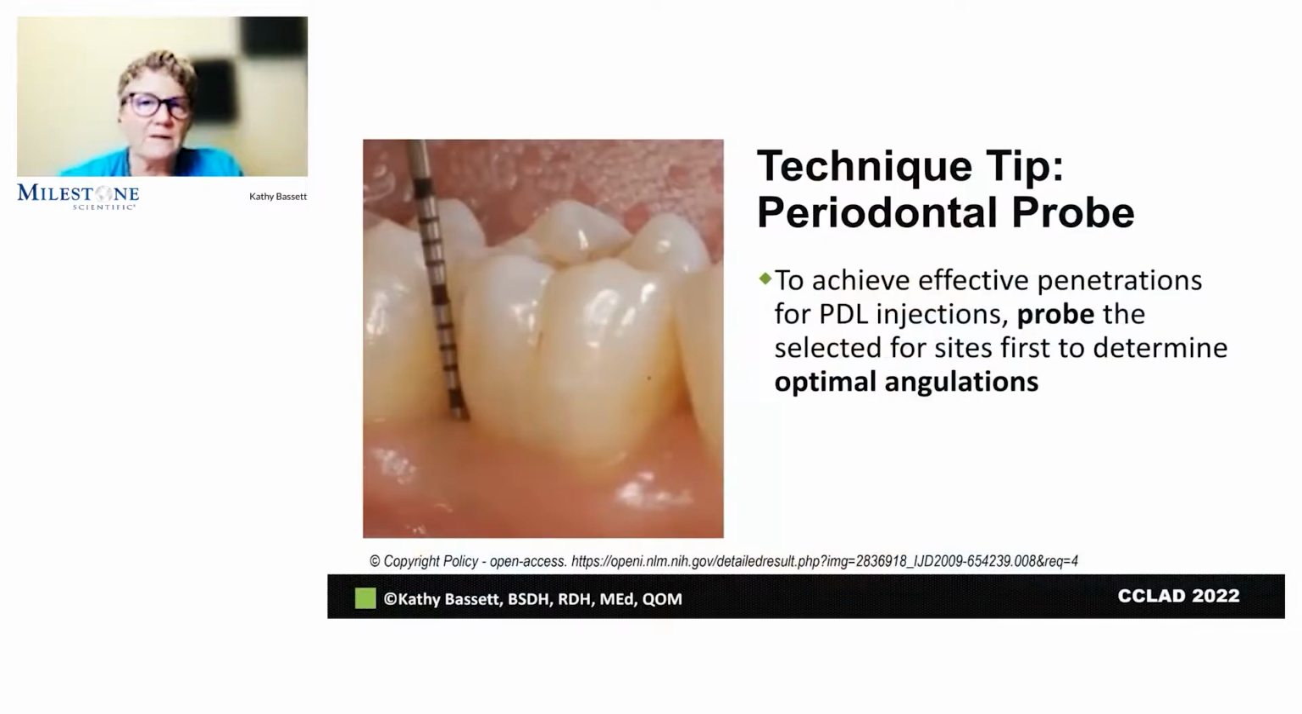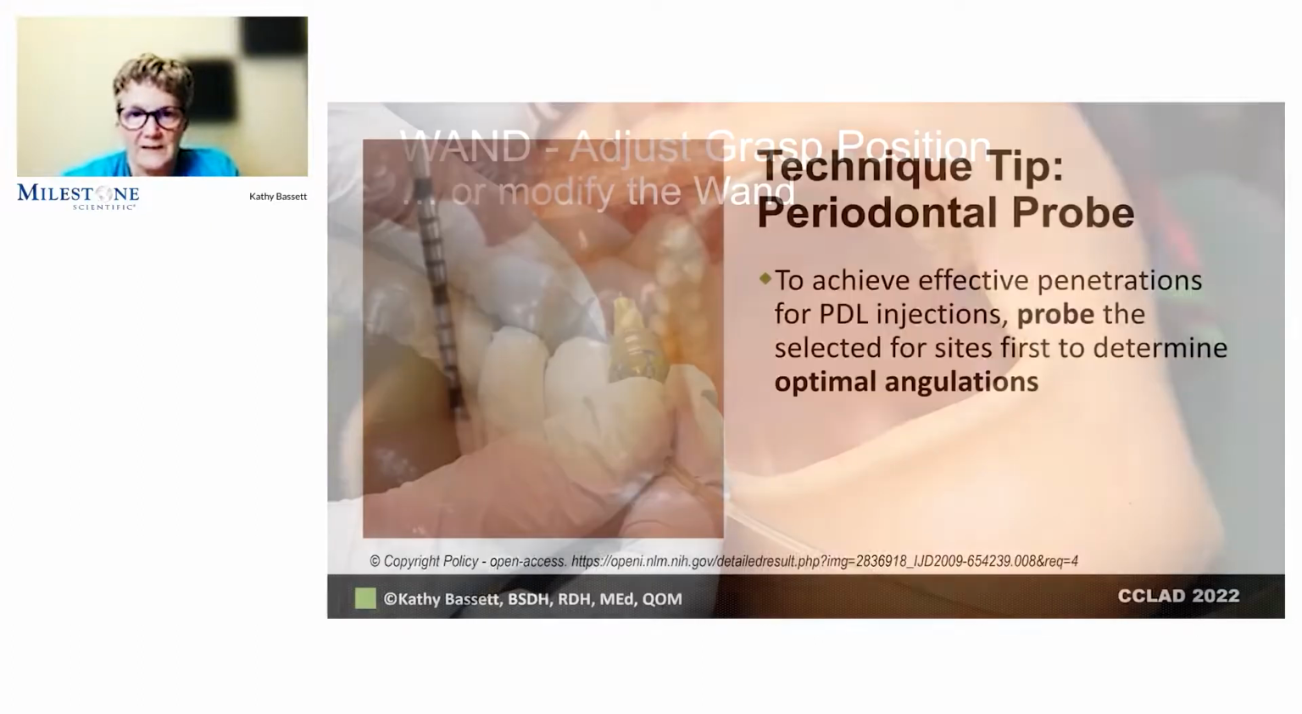Another little tip when you're doing periodontal ligament injections, if you're having a hard time getting the space, just think probing. It's the same angulation as you would insert a periodontal probe into those spaces. So if you don't give a lot of PDL injections and want to start giving more, a really good thing for practice is manipulating the probe to see where those angulations are. It can really help your success.